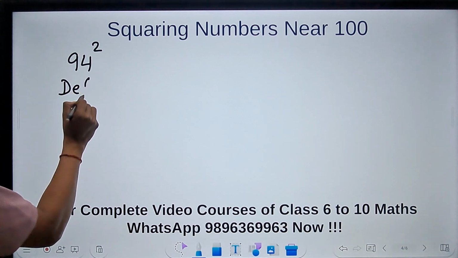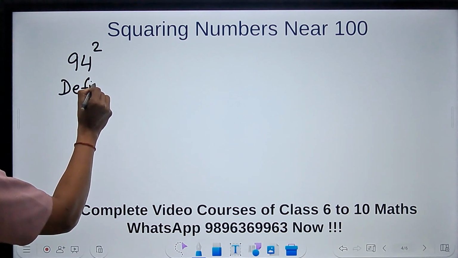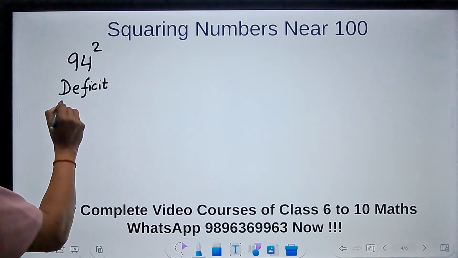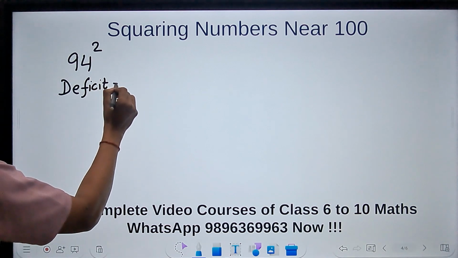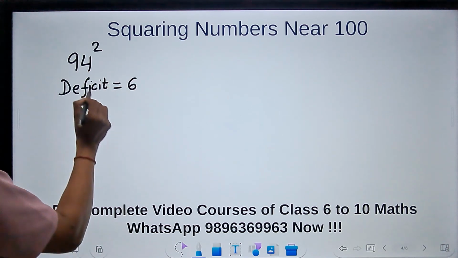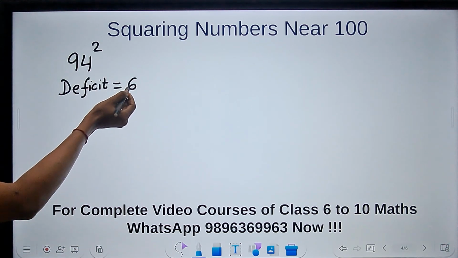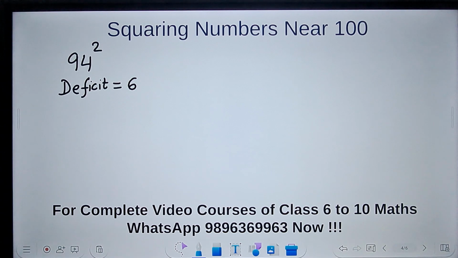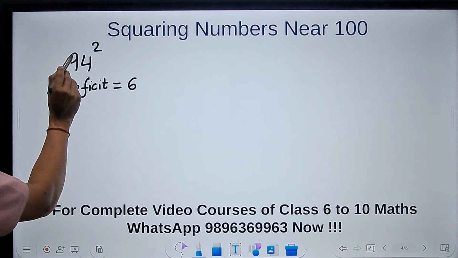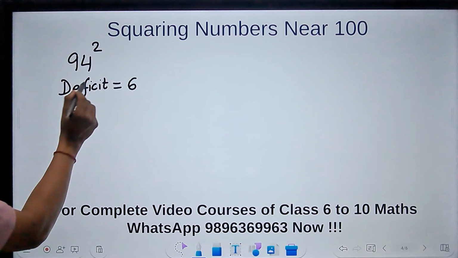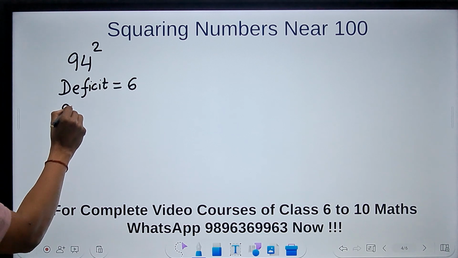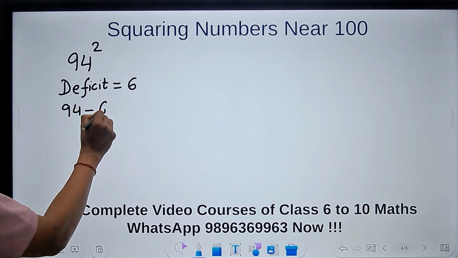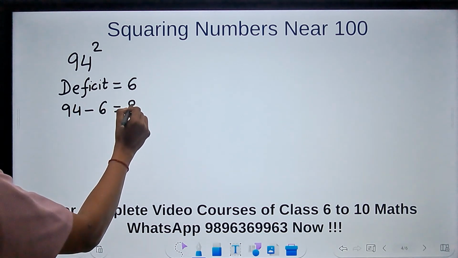So I am writing all the steps here, although that is not required, but just to illustrate the method, I am writing everything. Deficit is 6 because 100 minus 94 is actually 6. So what am I going to do now? See, 94 plus 6 is 100. So I have to first think about 94 minus 6, which is 88.